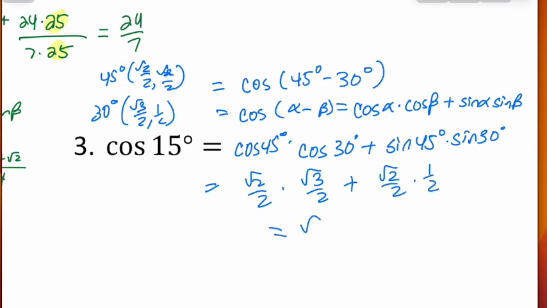We get square root of 6 over 4 plus square root of 2 over 4, which is square root of 6 plus square root of 2 over 4. Those are 4s. Sorry about that. Okay, you might see we got the exact same answer we got before. Now, that's not necessarily going to happen on the quiz.